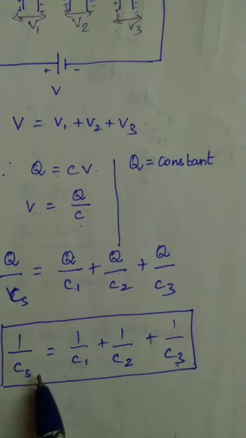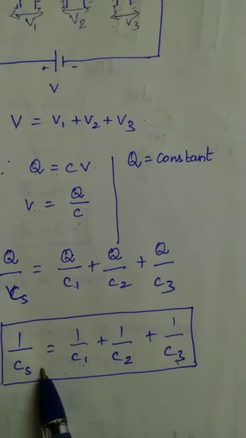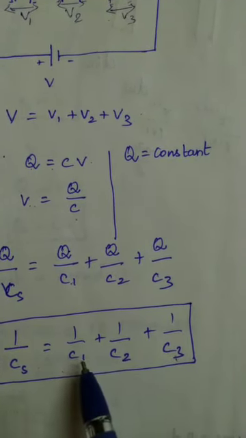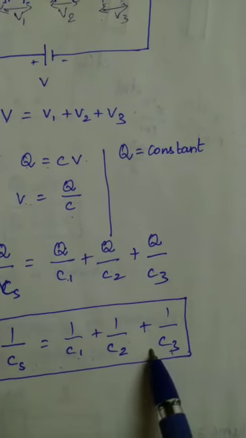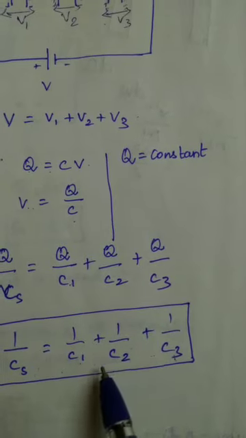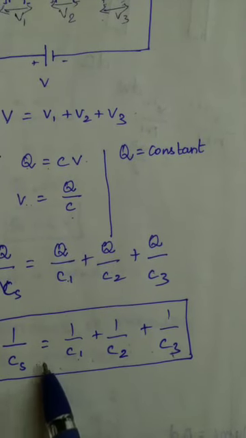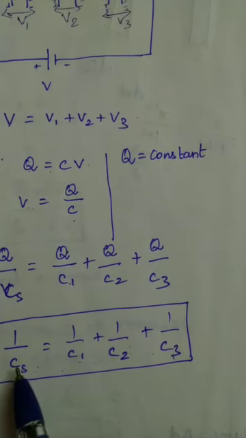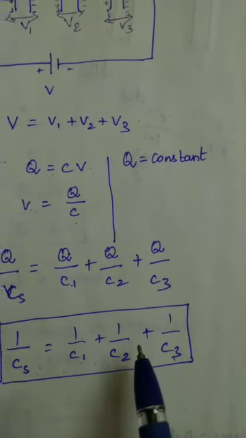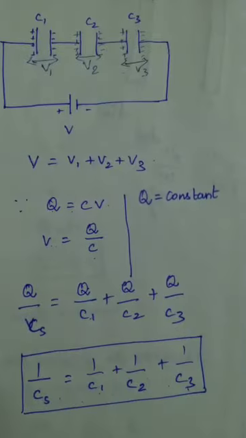That is the sum of the reciprocals of the individual capacitances. When capacitors are connected in series, the reciprocal of the equivalent capacitance is equal to the sum of the reciprocals of each capacitance. The equivalent capacitance is always the smallest. See, calculate here. So the equivalent capacitance is always smaller when they are connected in series.